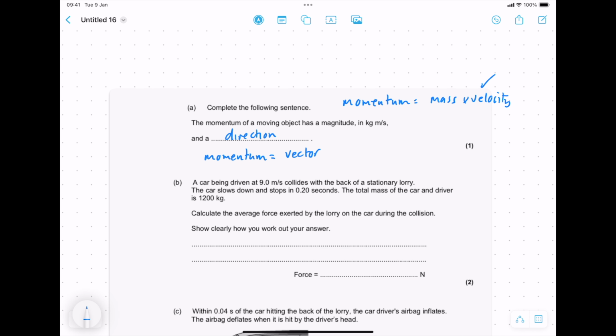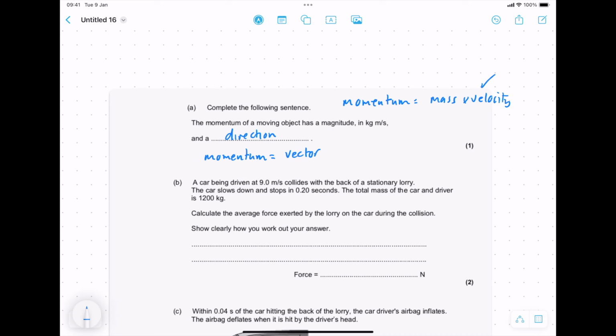A car being driven at 9 meters per second collides with the back of a stationary lorry. The car slows down and stops in 0.2 seconds. The total mass of the car and the driver is 1200 kg. Calculate the average force exerted by the lorry on the car during the collision. Show clearly how you work out your answer.